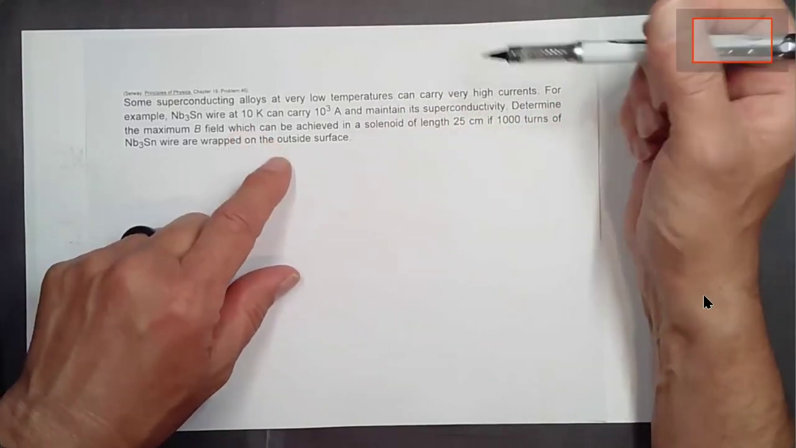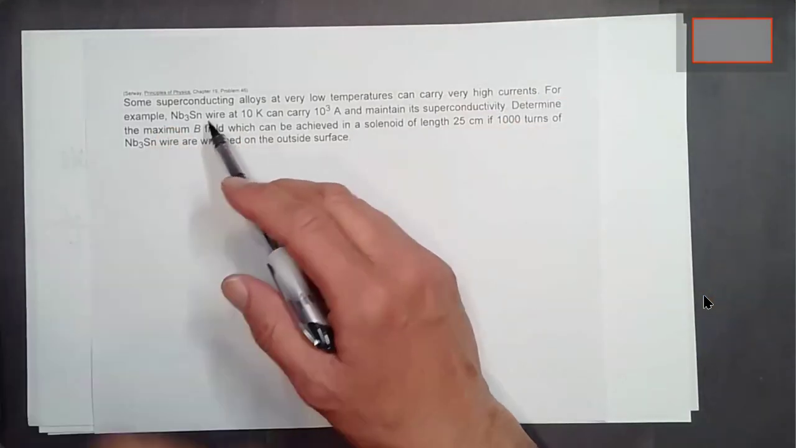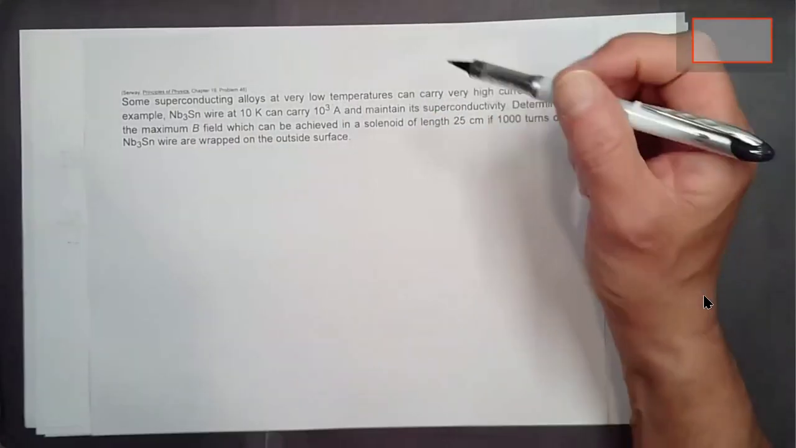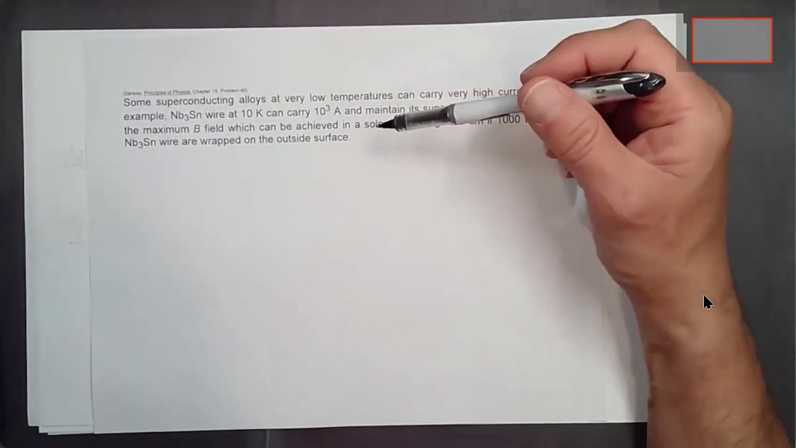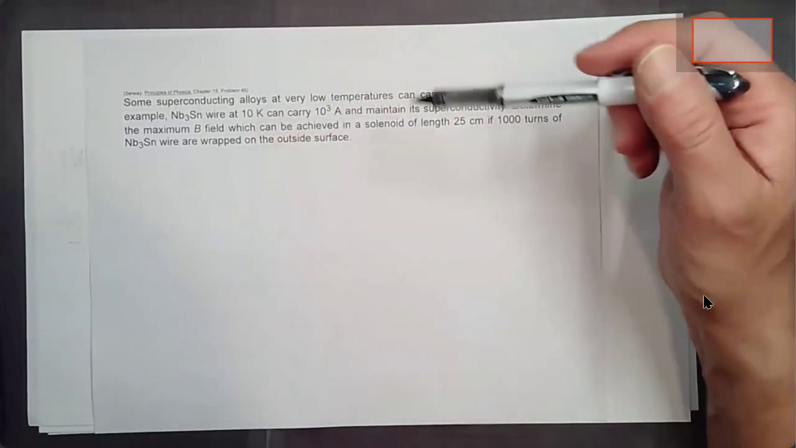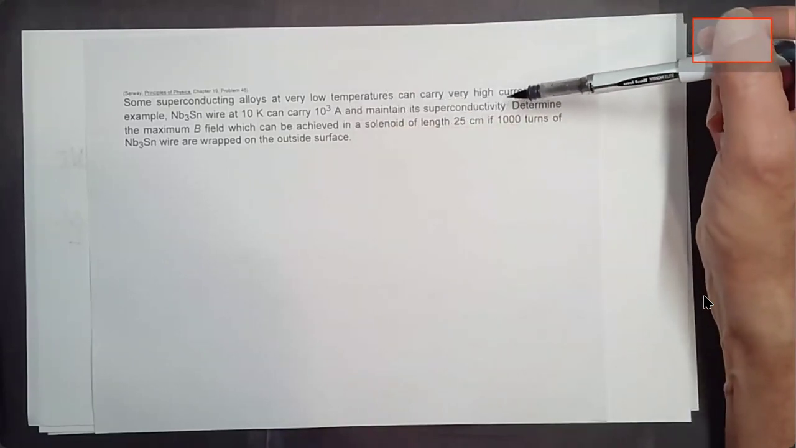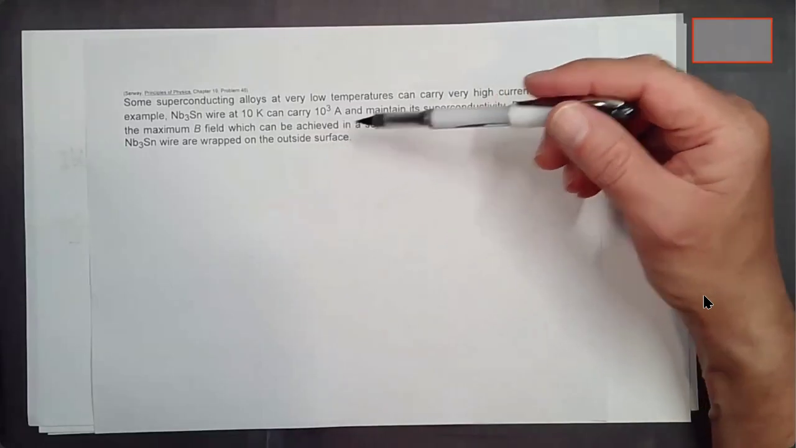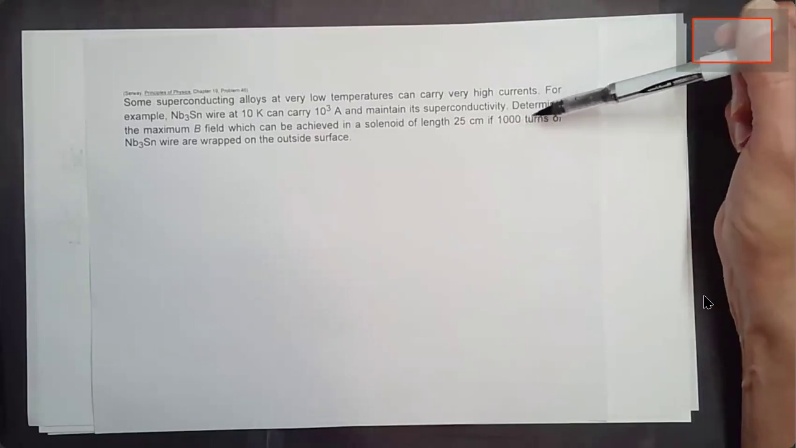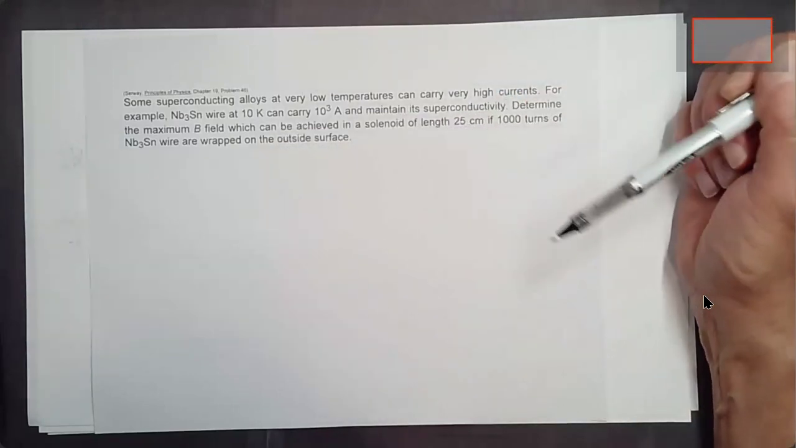But anyway, for example, I don't know what you call this kind of wire. NB is niobium, SN is whatever, selenium or something. But at 10 K, that's 10 Kelvin, so kind of cold, they can carry 1,000 amps and maintain superconductivity. Determine the maximum B field which can be achieved in a solenoid of length 25 centimeters if 1,000 turns of that wire are wrapped around the outside surface.